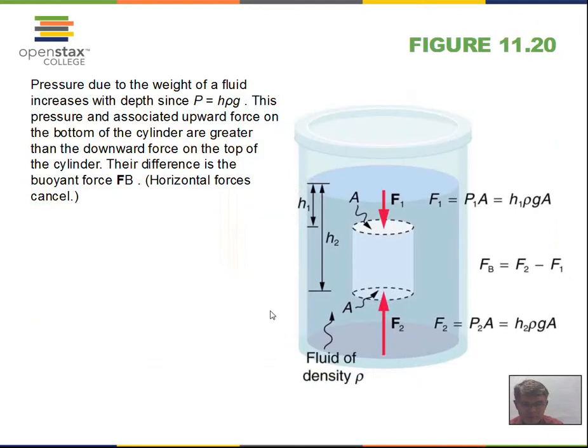So here we have, let's say, a cylinder underneath the water. Which part of the cylinder has the greatest force acting on it? Well, the pressure creates force, and the force is found by taking the pressure times the area. We have the same area on the top and bottom of this object.